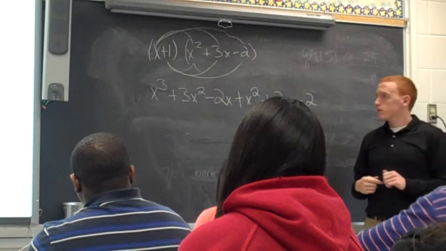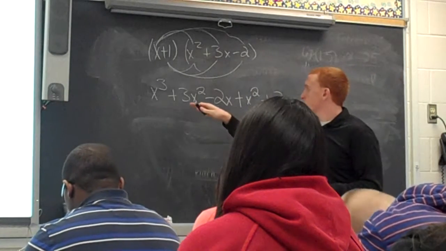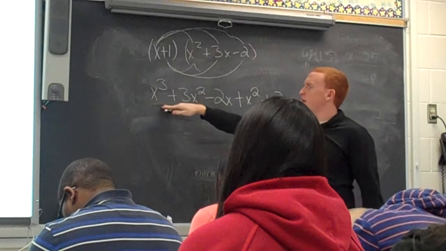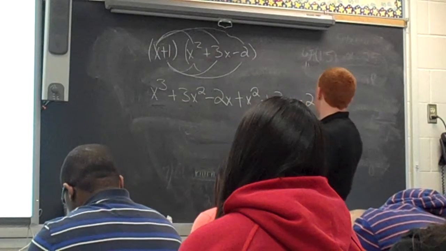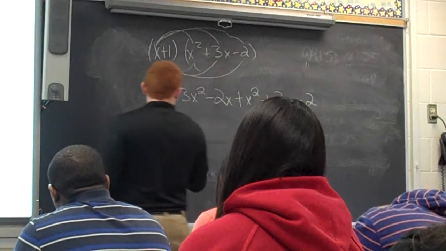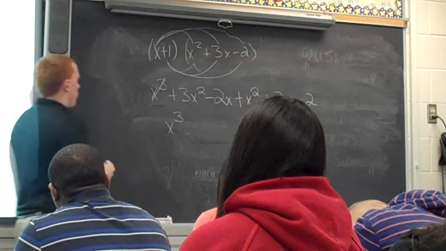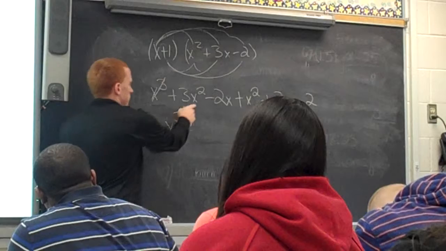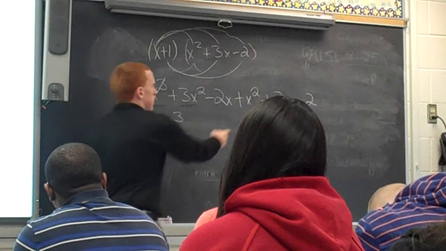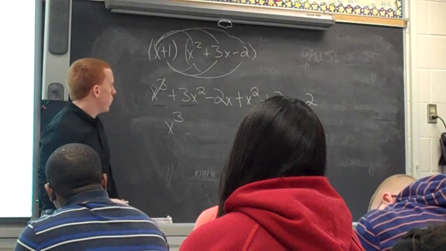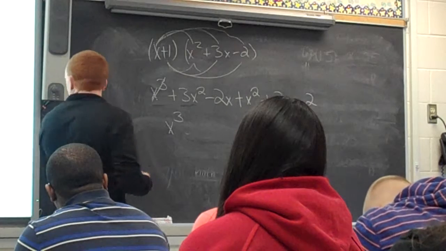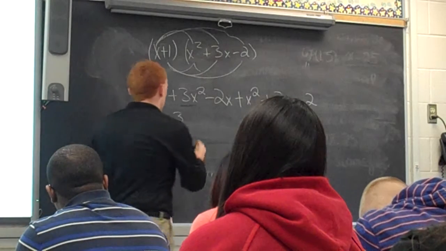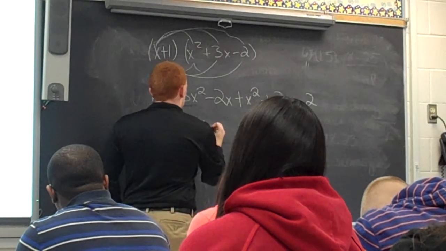Okay, so now where are my like terms? I see 3x squared. Well, let me look at my x cubed. That's my first one. I don't see any other x cubes. So that's it for x cubed. Now, x squared. I see an x squared here and x squared here. So what do I get when I add those together? 4x squared. It's starting to look convincing.